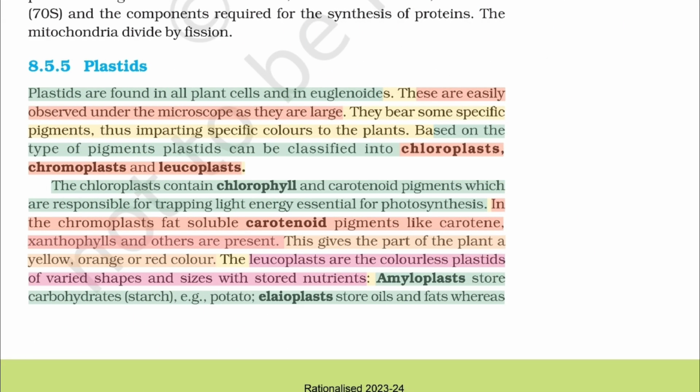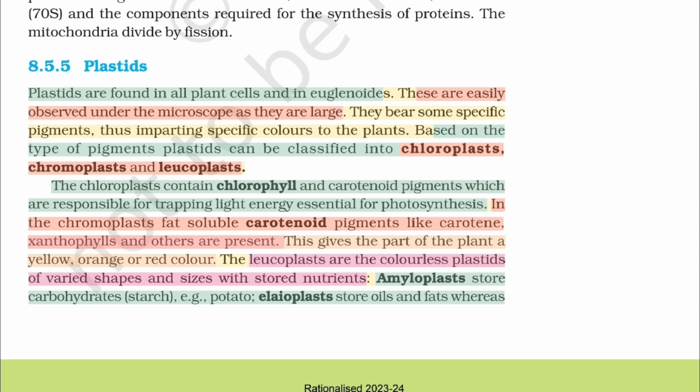8.5.5 Plastids. Plastids are found in all plant cells and in euglenoids. These are easily observed under the microscope as they are large. They bear some specific pigments, thus imparting specific colors to the plants. Based on the type of pigments, plastids can be classified into chloroplasts, chromoplasts and leucoplasts. The chloroplasts contain chlorophyll and carotenoid pigments, which are responsible for trapping light energy essential for photosynthesis. In the chromoplasts, fat-soluble carotenoid pigments like carotene, xanthophylls and others are present. This gives the part of the plant a yellow, orange or red color.